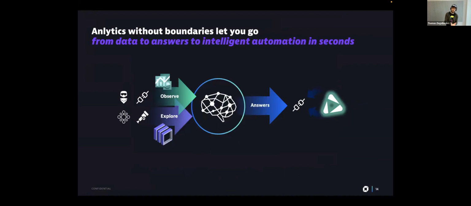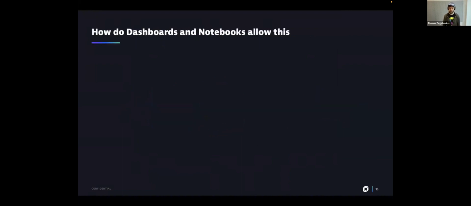So to sum up, to not bug you too much with this visionary talk, for us it means in essence one sentence, which is going from data to answers to intelligent automation, which means making this data not just insightful, but also actionable in seconds. And I said, we're just getting started, so expect more.